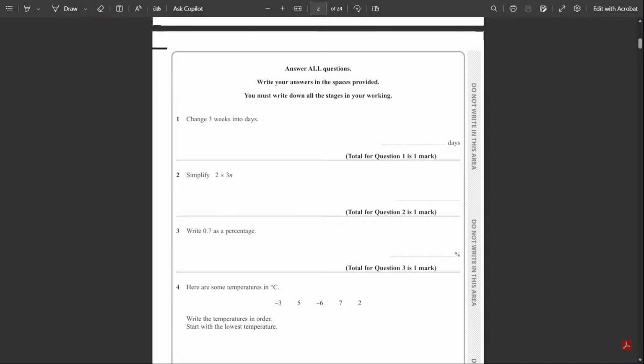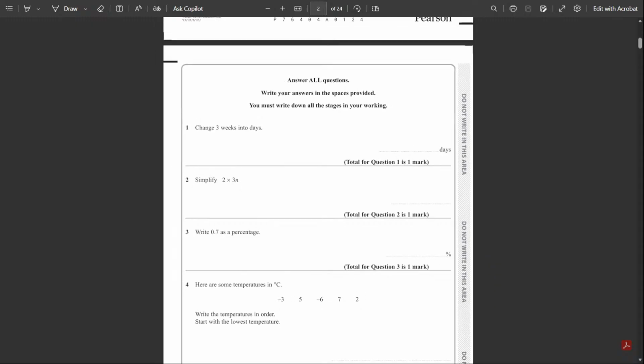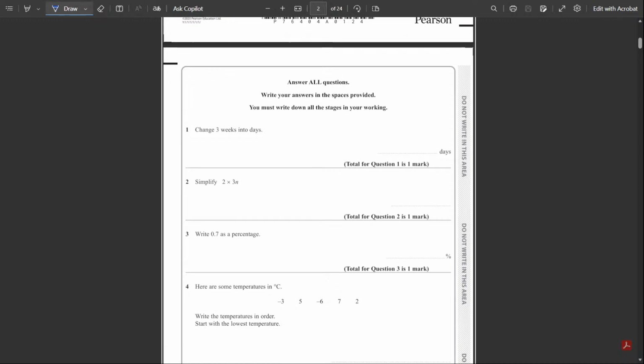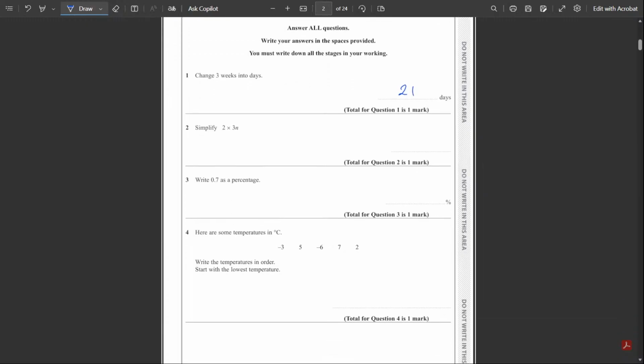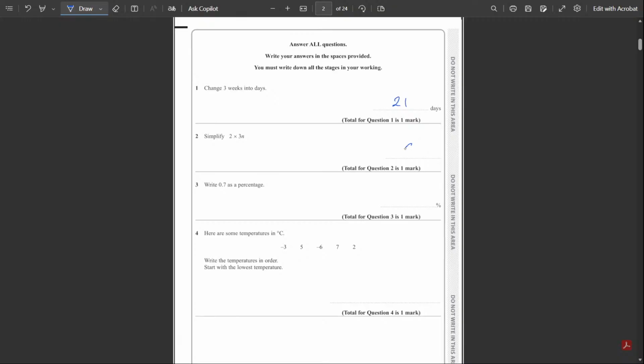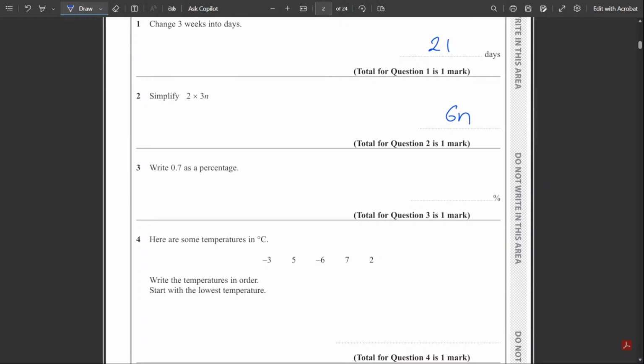Change 3 weeks into days, really straightforward. We can go through that by saying 3 times 7, that gives you 21 days. Next, 2 times 3 is 6, times n is 6n. Then 0.7 as a percentage: decimal to percentage we multiply by 100, so it'll give you 70%.